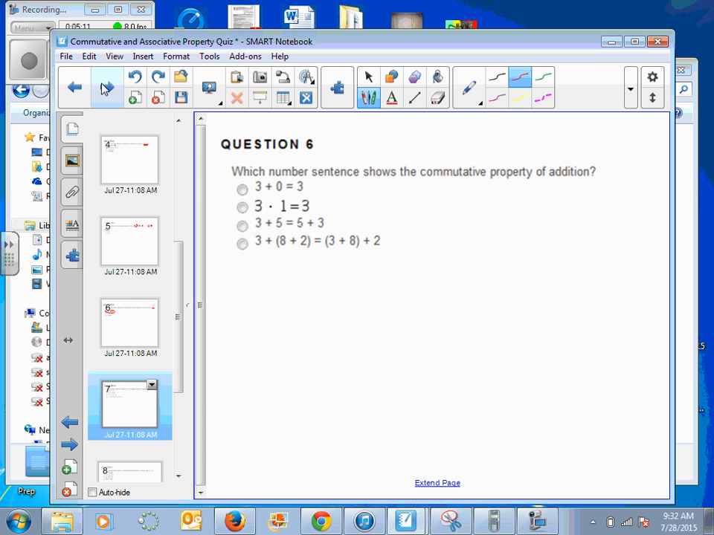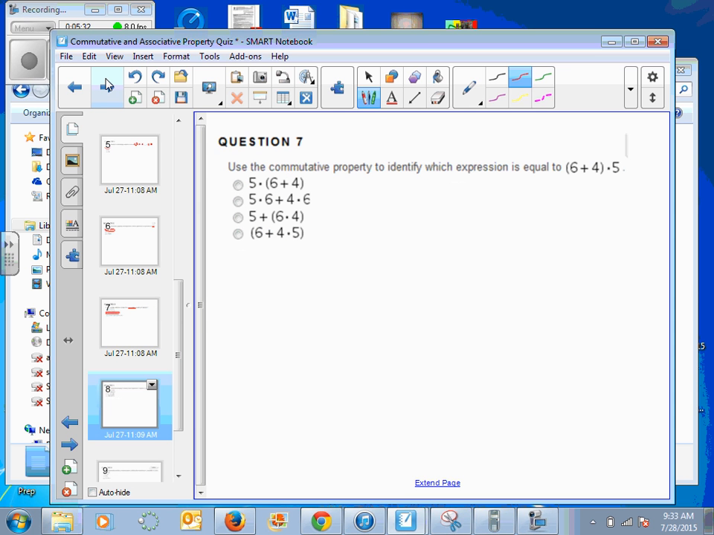Question 6: which number sentence shows the commutative property of addition? Remember, commutative is we're just going to change the order. We're going to flip it around. So 3 plus 0 equals 3. While that's true, that doesn't mean it's the commutative property. Here is our commutative property: 3 plus 5 equals 5 plus 3. We're just flipping it back around. Commutative, flipping it back around.